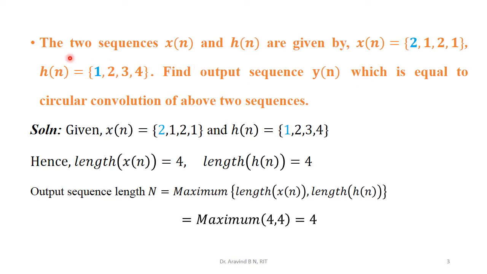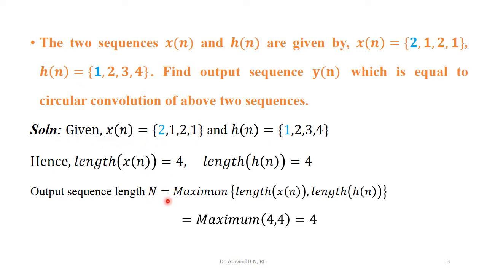So let us go through the problem statement. The two sequences x of n and h of n are given by x of n is equal to 2 1 2 1, h of n is equal to 1 2 3 4. Find the output sequence y of n, which is equal to the circular convolution of the above two sequences. Identify the origin: 2 in this case and the very first position 1 in this case are the origins. Getting into the solution.